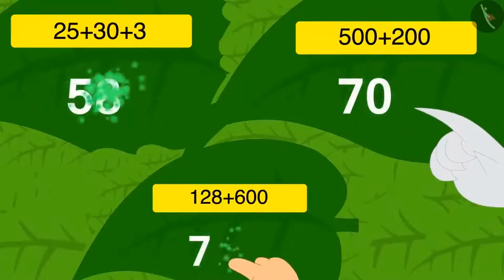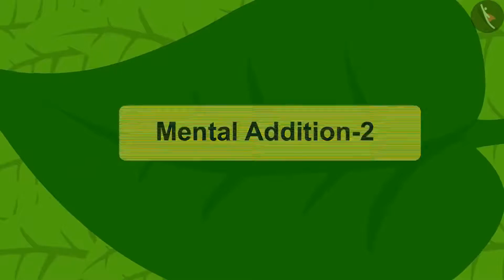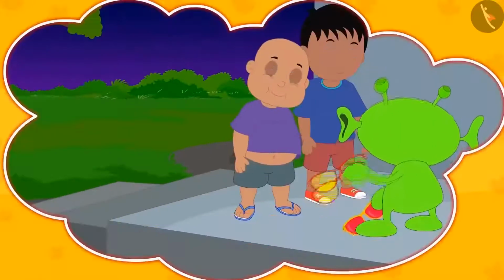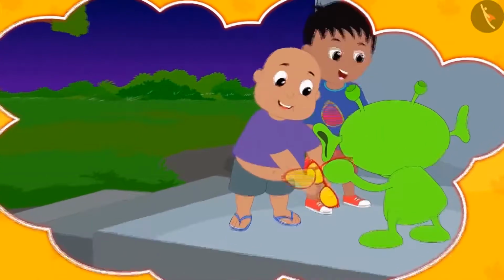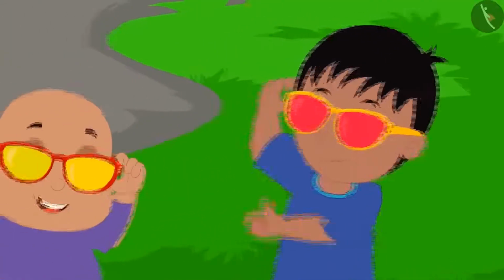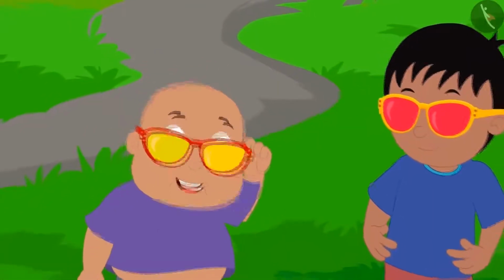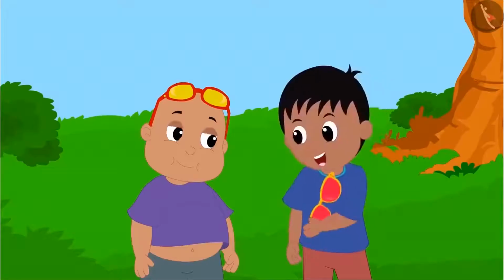Kids, you are having fun doing mental math, right? Let us look at some more interesting examples of addition and subtraction in this lesson. Raju and Bablu were given glasses by Jeev as gifts. Now Raju and Bablu are wearing these glasses to see what is unique about these glasses.